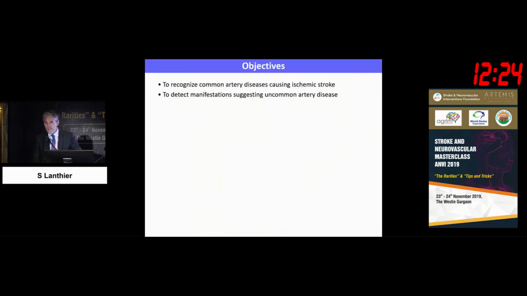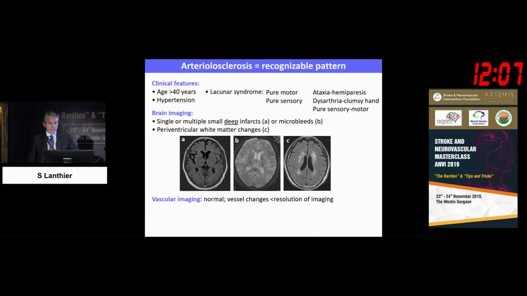The objective of this lecture is to recognize common artery diseases causing ischemic stroke, and mainly to detect manifestations suggesting uncommon artery disease. Actually, this is the approach that I use to diagnose stroke etiology. So let's start with a recognizable pattern.